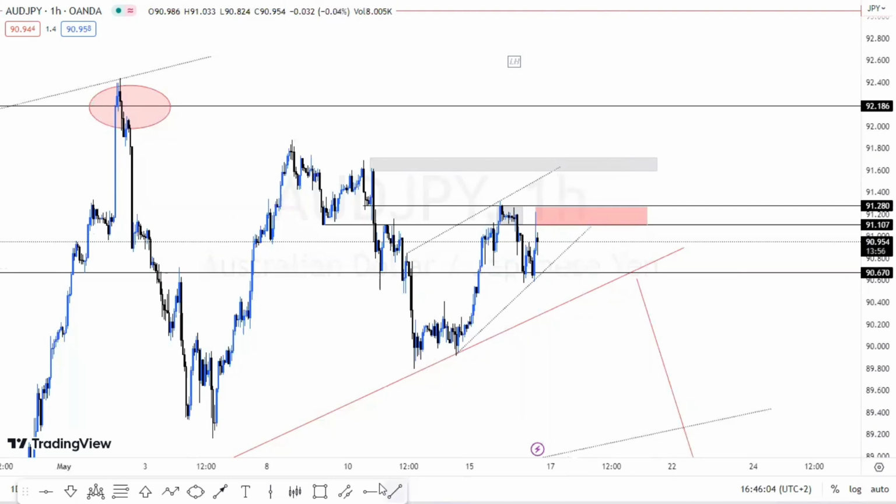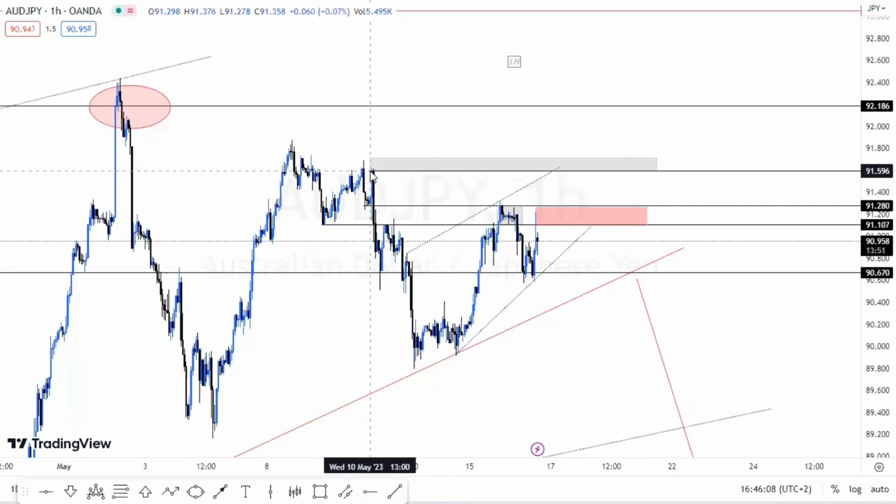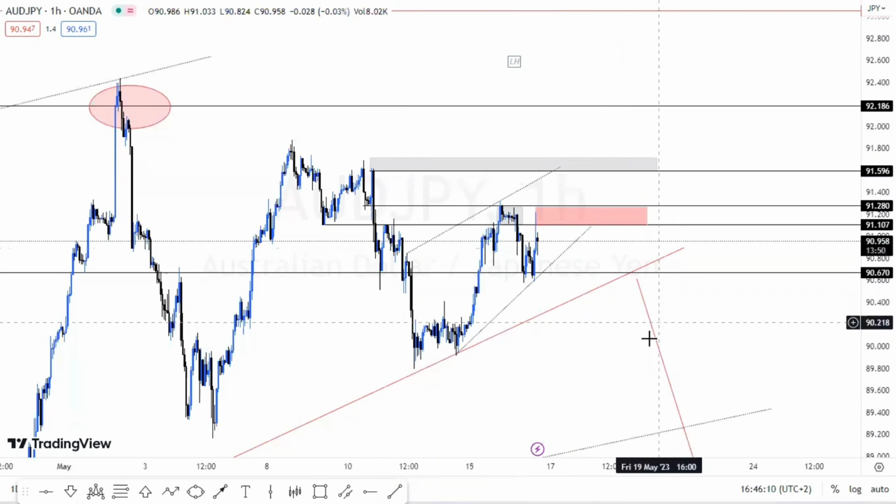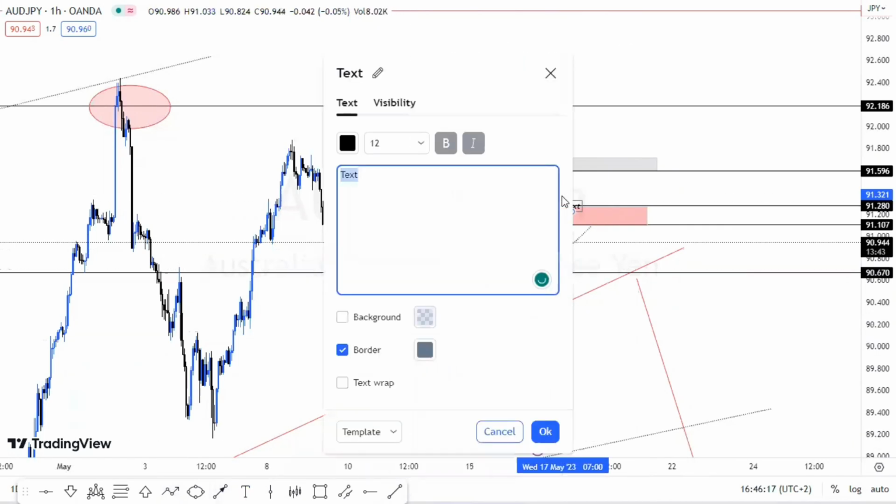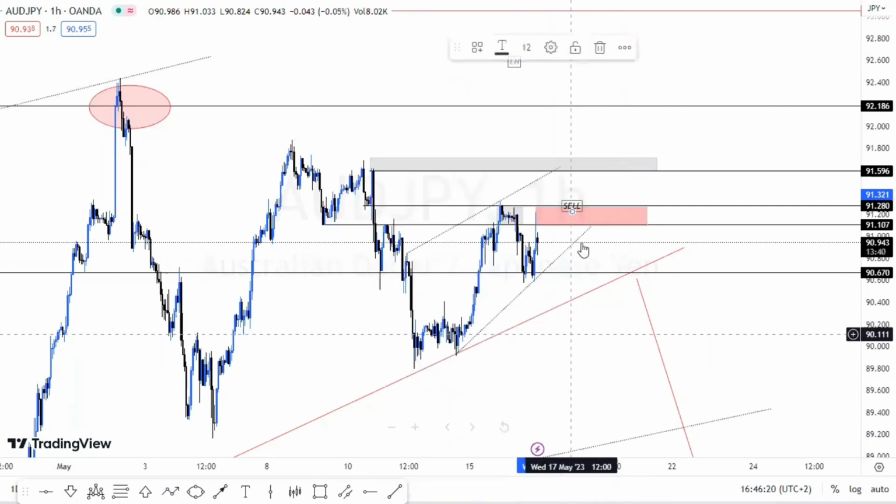So just pick your price. Look at the behavior of the market. Pick your price and be patient for your price to be presented to you. Do not chase the market. Let your setup come to you.